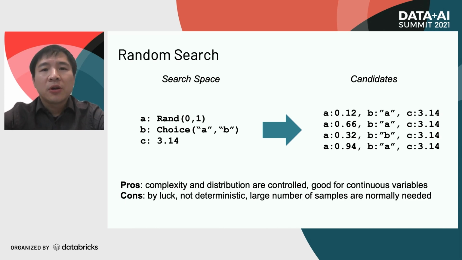Random search relies on how many samples are needed from a search space. So we can control the size of the compute. And it is also great for continuous variables. However, it may not be deterministic. And for complex problems, we still need a large sample size to cover combinations.